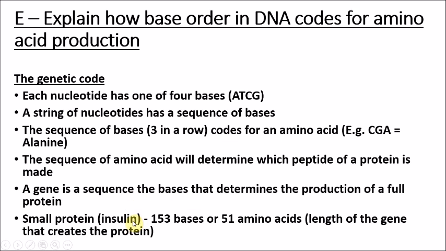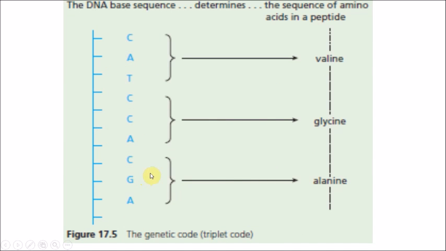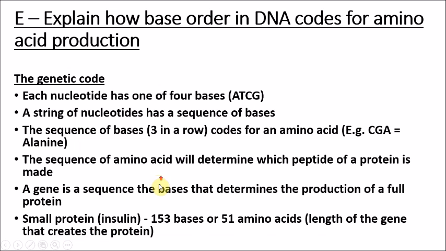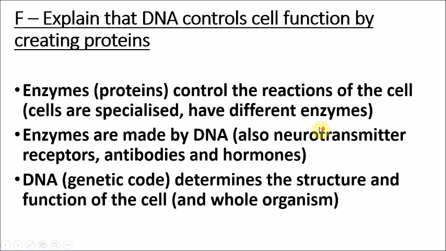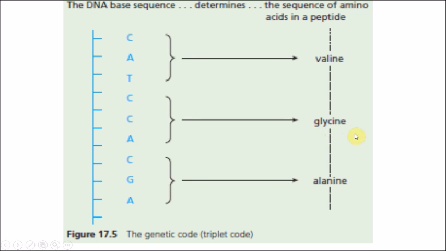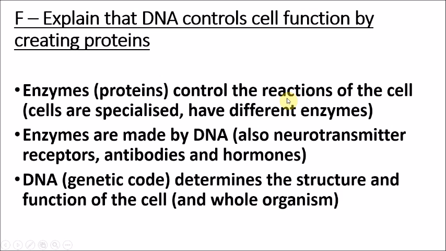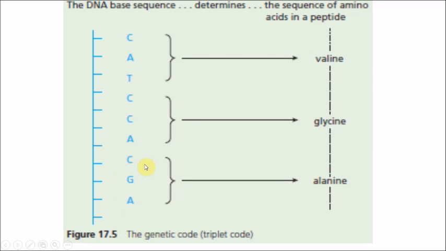Like we said earlier, insulin is a small protein. It's made of 153 bases here. So 153 of these will code for 51 amino acids, because you've got to divide it by 3, because every 3 of these 153 makes 1 amino acid. So 51 of these amino acids would join together to make the insulin, and there would be a gene that would control that. A gene would be the whole full length of these that codes for the making of that insulin.